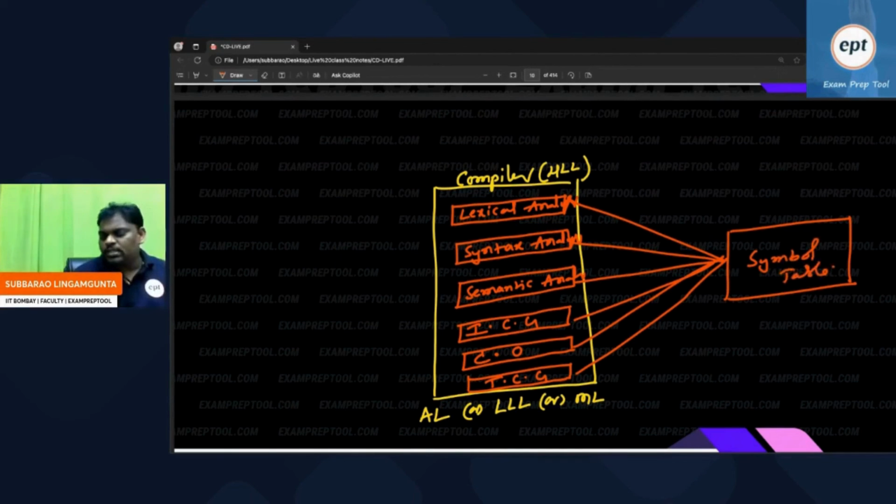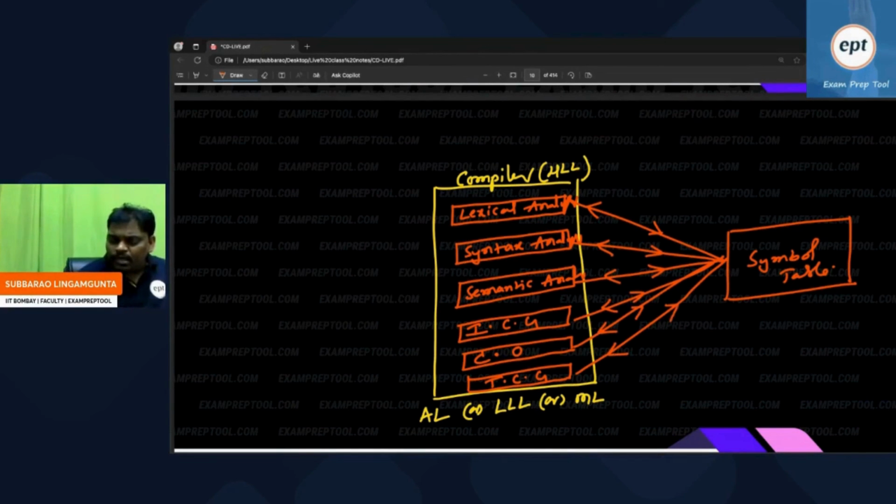This is one data structure. Whenever compilation is going on and you want to store something, you can store it in the symbol table, and you can take from the symbol table. It works in both directions. You can store, you can take. All 6 phases can store and can take. Everyone has the right.